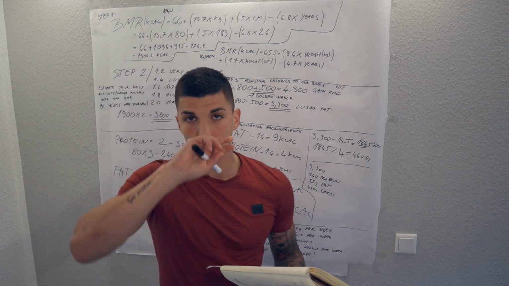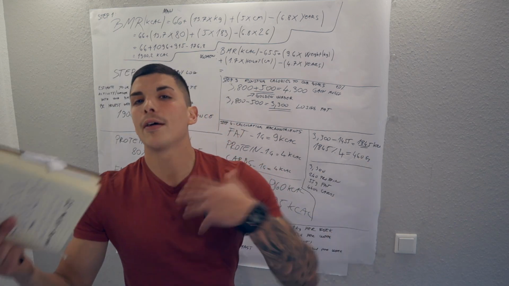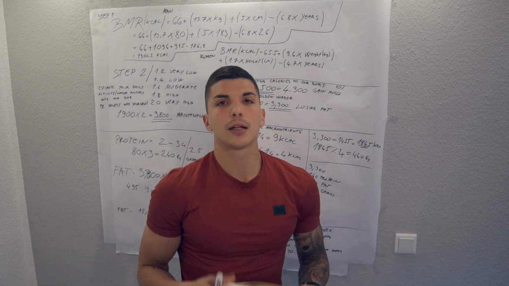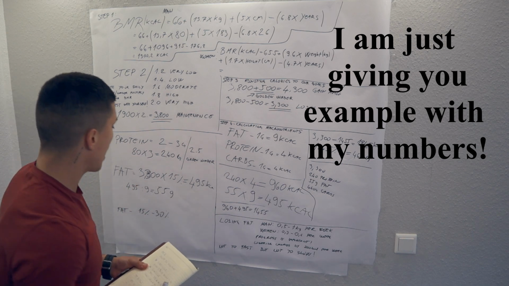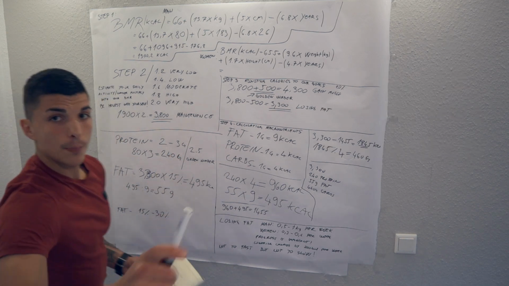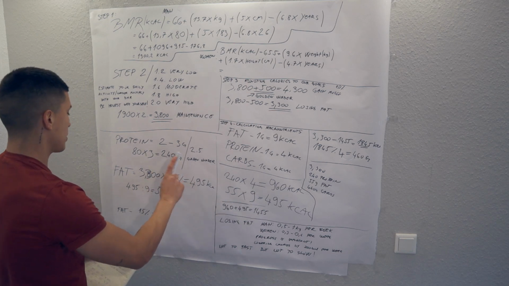Again, maybe a big number, but I'm talking about myself. I'm going to be shredded, I'm very active, I'm going to need a big amount of protein, etc. It's just my numbers. You put your numbers inside. And now we've got our protein. That's the first macronutrient. So I'm going to eat 240 grams of protein.